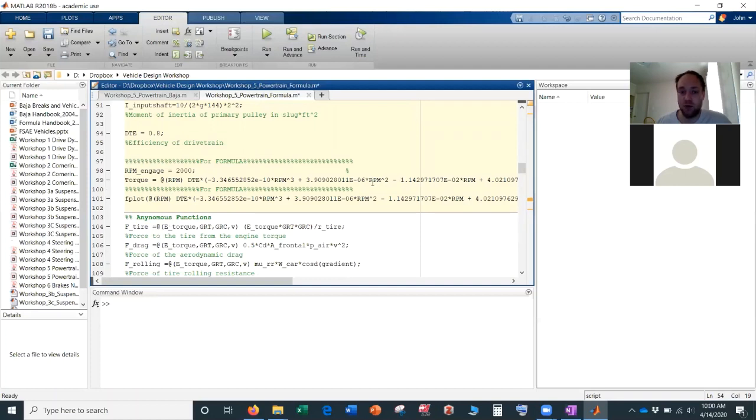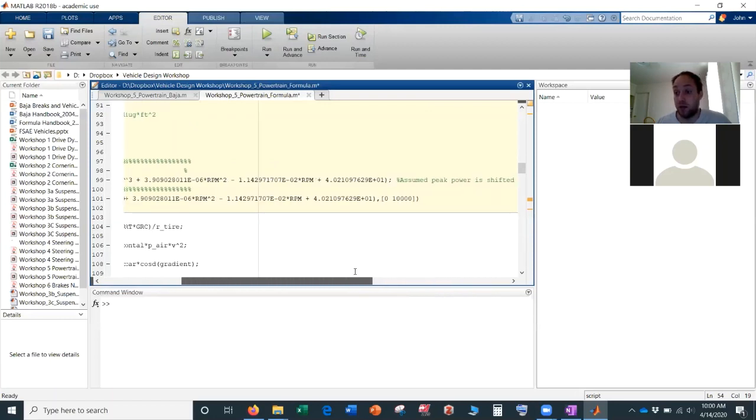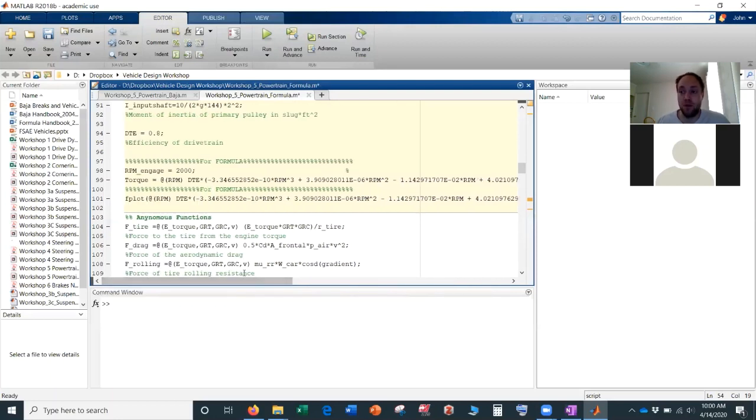So you have to get the torque curve. We've tried to model it, shifting down the peak power by 1,000 RPM and reducing it by 20% based on it being restricted, but we need to measure this, right? You can plot that power curve, basically. We won't do that.